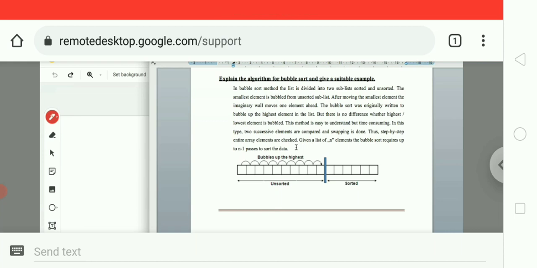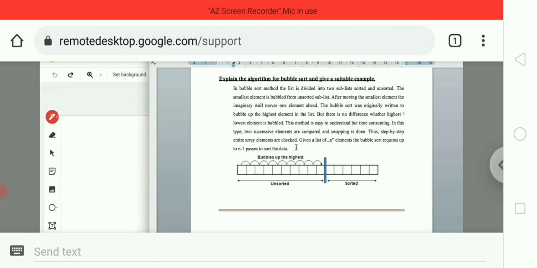Today our topic is sorting techniques. In previous videos we already discussed searching techniques. Now let us discuss sorting techniques. We have so many sorting techniques. Now let us discuss bubble sort.